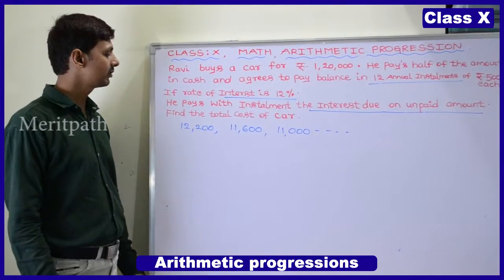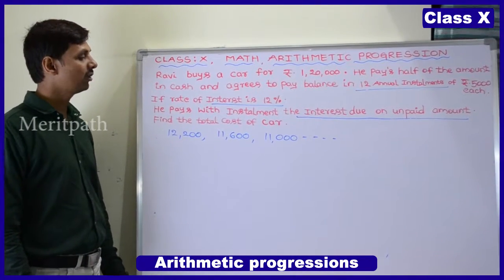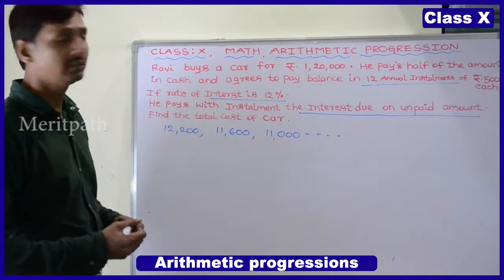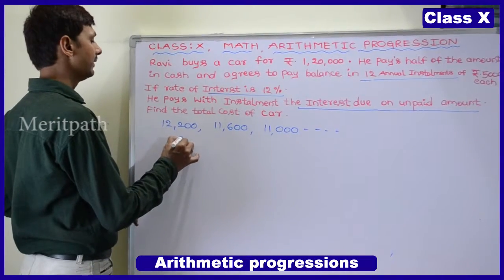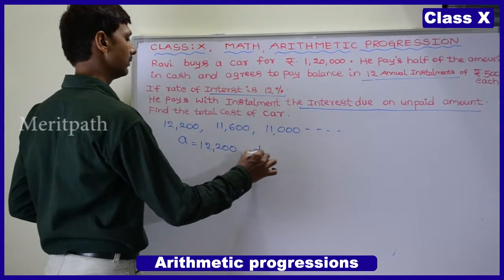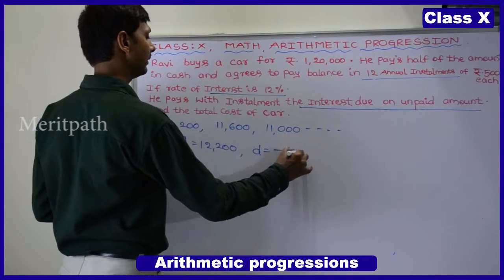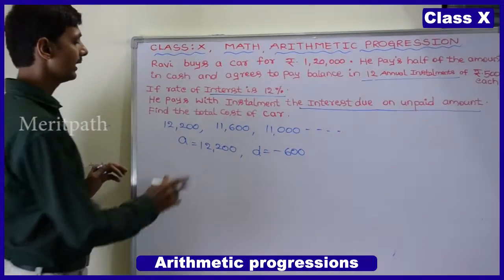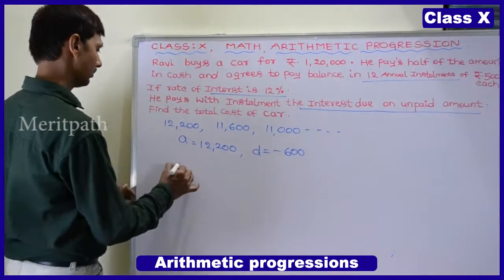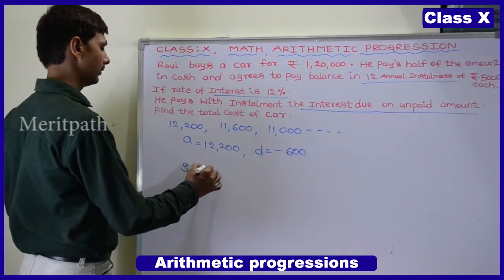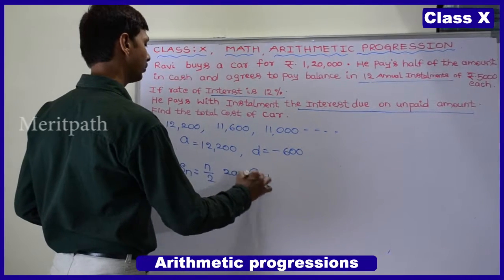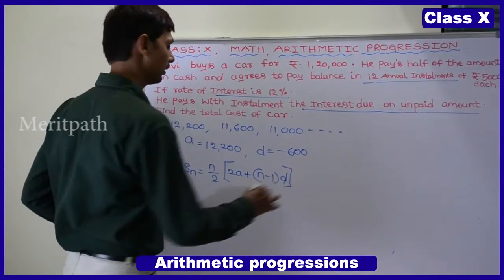Here we got the first installment 12,200, second installment 11,600, and third installment 11,000. So the value of a is 12,200, and d is equal to minus 600. We need to find the sum of the 12 installments. So the formula for Sn is equal to n by 2 into 2a plus n minus 1 into d.